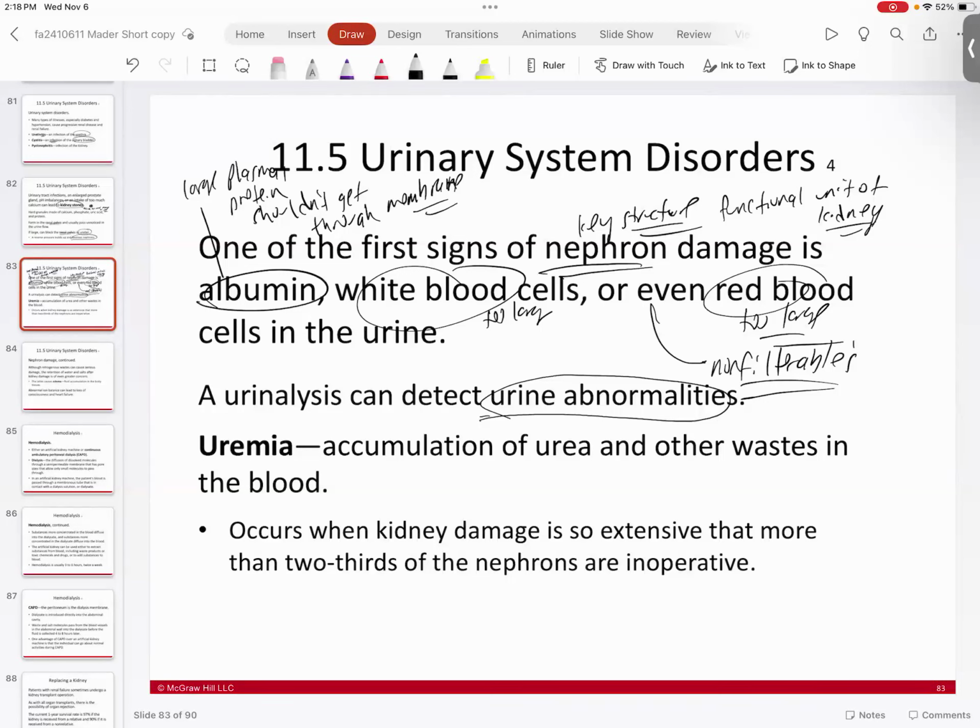Now, uremia, we talked a little bit about this earlier in the chapter, is the accumulation of urea and other stuff, mostly nitrogenous compounds, that starts to back up in the blood. And this is only going to happen when the kidney damage is pretty severe. So as you start to get the accumulation of urea and other wastes like ammonia, for instance, this is usually a bad idea. It's basically backing up in the blood itself. So this is basically a sign of pretty severe kidney failure.